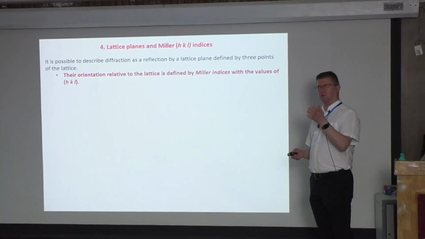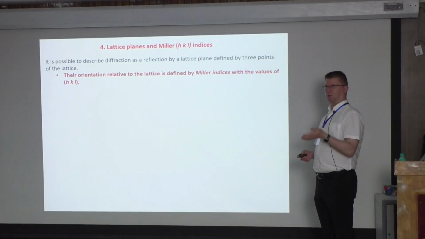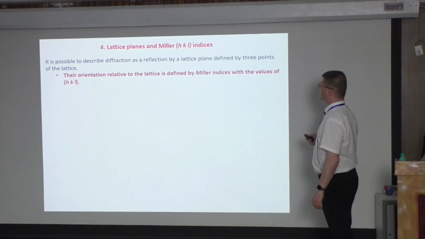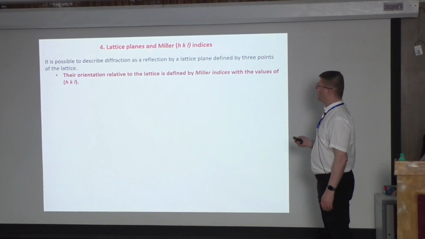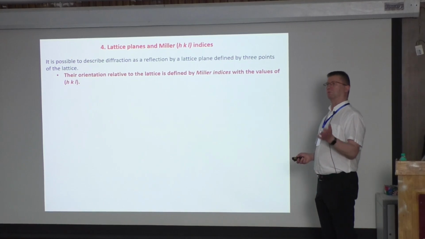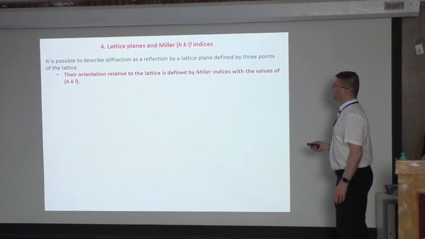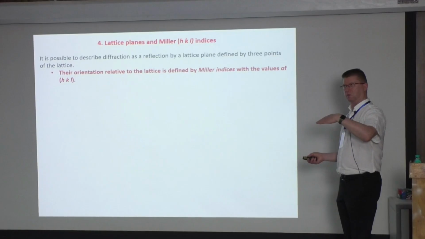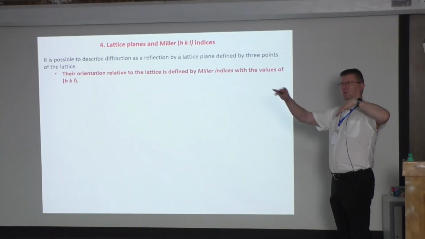Now each individual plane will also have a name. The individual plane we name as HKL, and the HKL is called the Miller index of that particular plane. Why this is important becomes more evident later on. The point is it's possible to describe diffraction as a reflection. Remember, the phenomenon is diffraction, but what comes out from there is reflection.